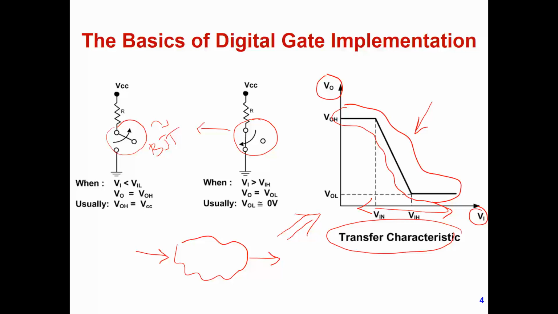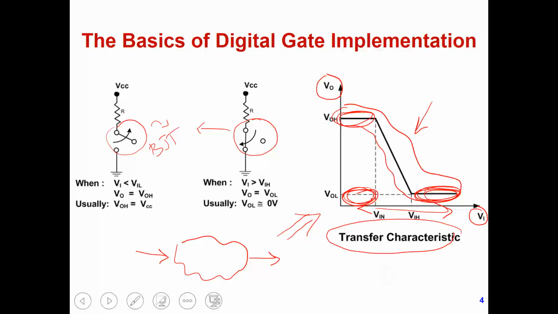When the input voltage is low, you have the output voltage high. When the input voltage is high, you have the output voltage low. So an important concept we will use in this class is the transfer characteristic curve, which really depicts or explains the behavior of the logic gate in terms of a curve.